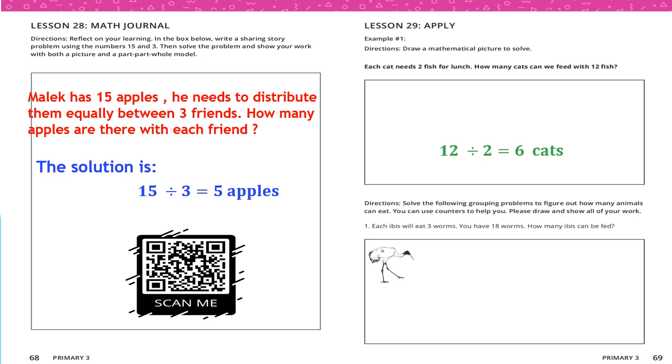In the next one, each ibis will eat 3 worms. The ibis is an animal. Each ibis will eat 3 worms. You have 18 worms. How many ibis can be fed? So the whole number is 18, and each ibis eats 3 worms. So 18 divided by 3, we can feed 6 ibis.